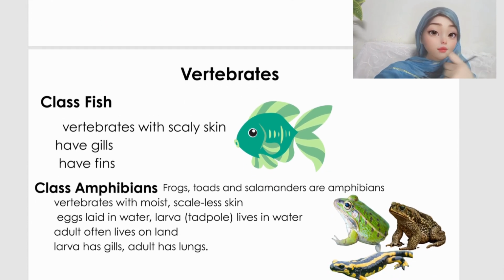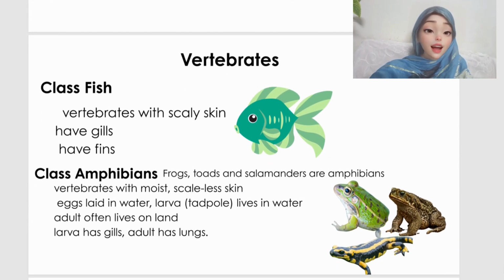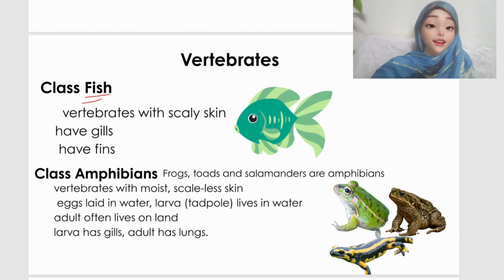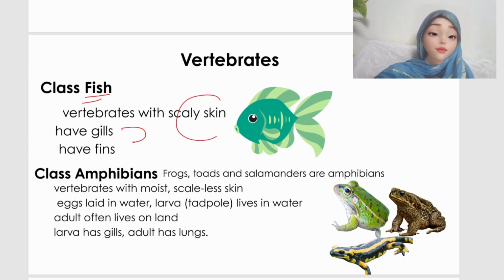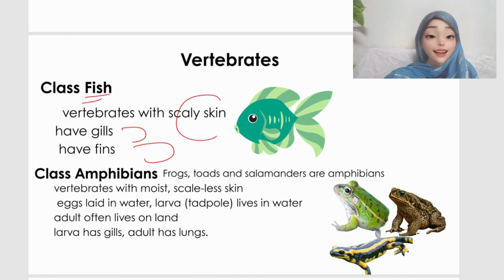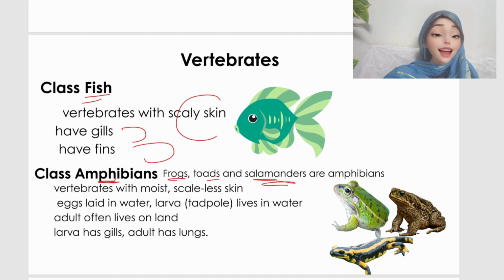Now let's move on to the vertebrates. For the vertebrates, here is the class fish, and class fish have scaly skin. They also have gills and fins. The next class here is the class amphibians. Class amphibians include frogs, toads and salamanders. They are all amphibians.